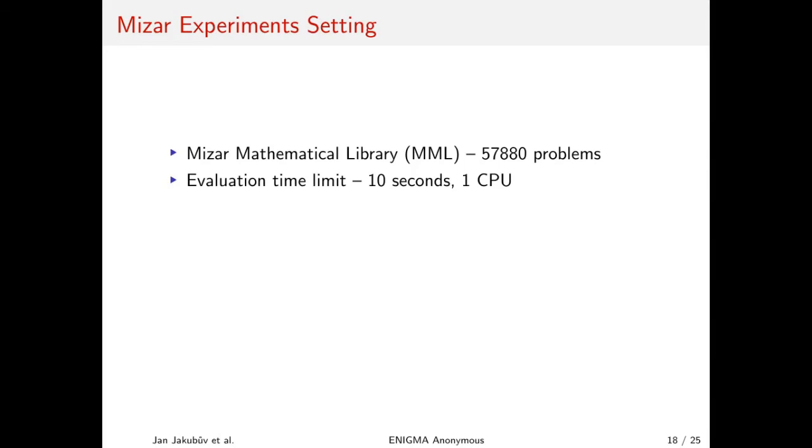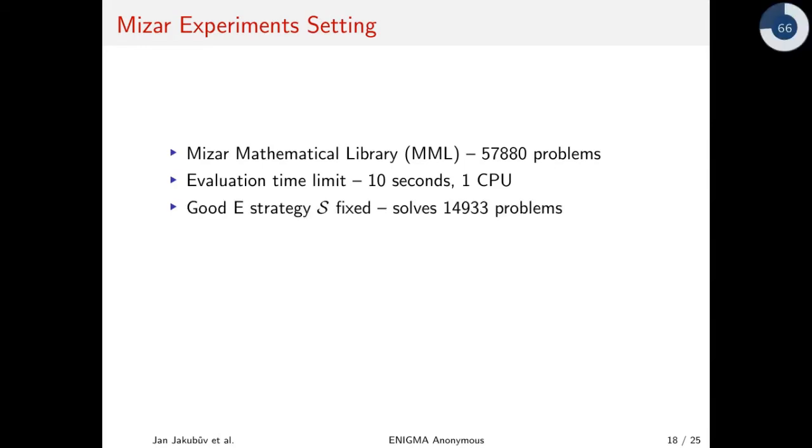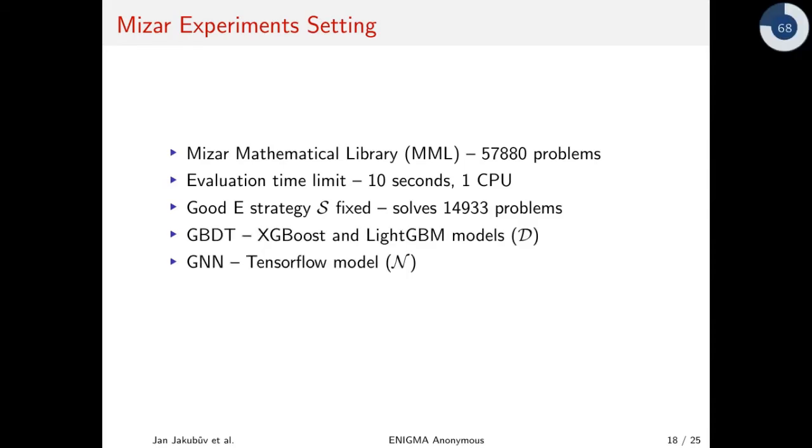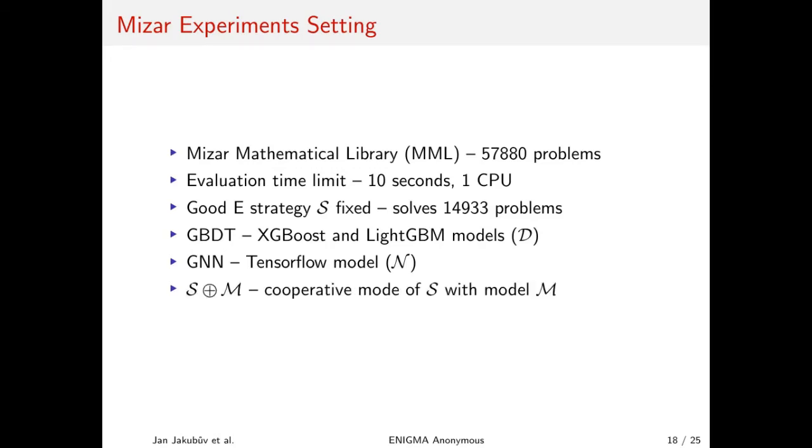On the other hand, multiple CPUs and GPUs are used to train the models. We fix some standard good eProver strategy which can solve around 50,000 of problems. From the solutions, we train decision tree models and neural network models. In the following, we use the notation S plus M to denote the cooperative mode of S with M.